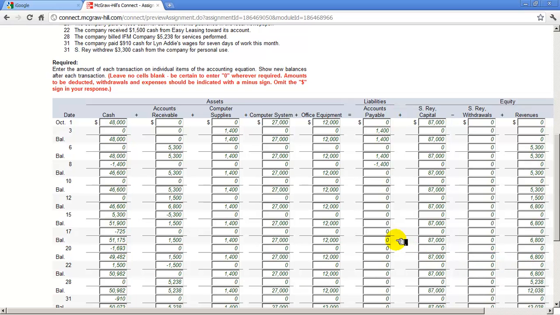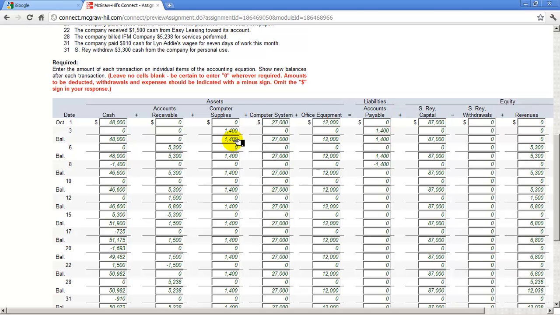And then on the 28th, the company billed IFM company $52.38 for services performed. So that's the 28th. We will increase our accounts receivable by $52.38, and we'll also come across over here under revenues and increase revenues by $52.38. Again, both sides have to go in the same direction, which in this case is up.